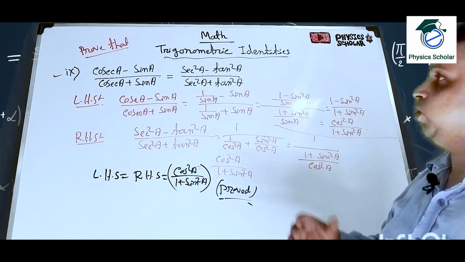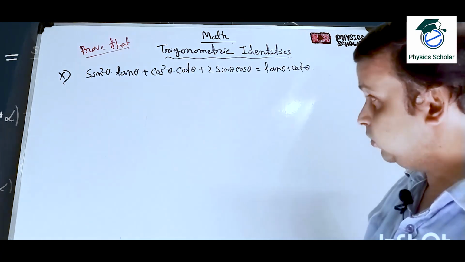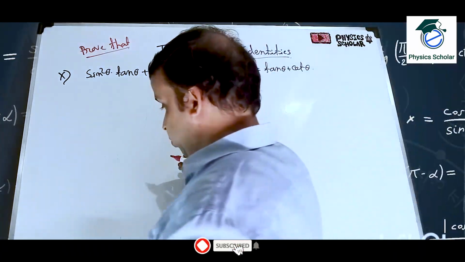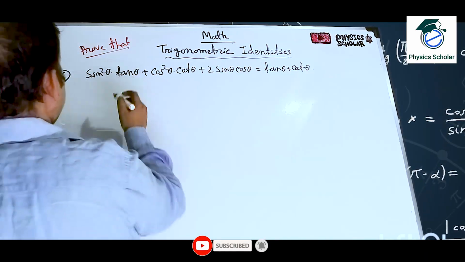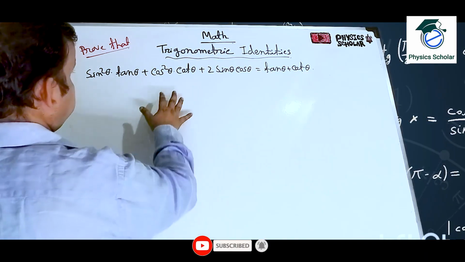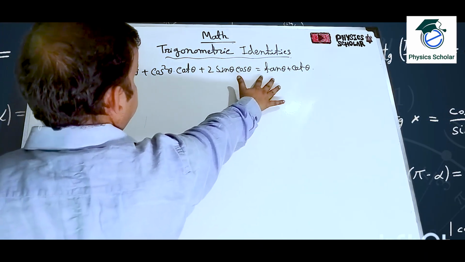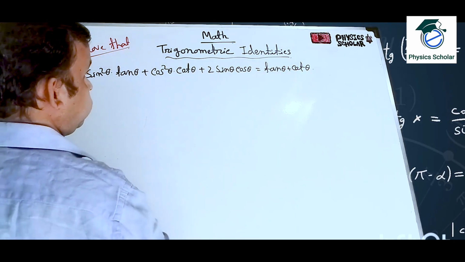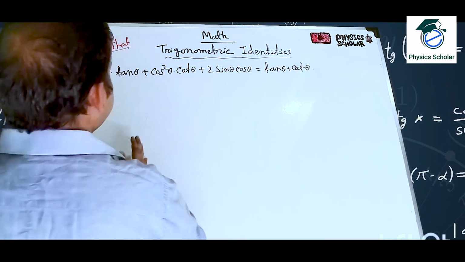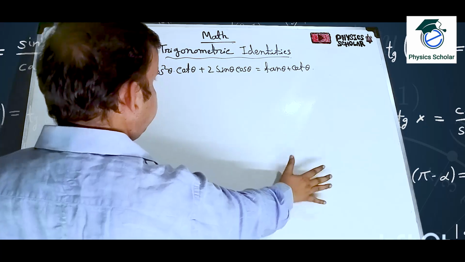So now let us move to sum number 10. Sin square theta into tan theta plus cos square theta into cot theta plus 2 sin theta cos theta is equal to tan theta plus cot theta, we have to prove. So left hand side is equal to something, right hand side is equal to the same thing, we can prove also.